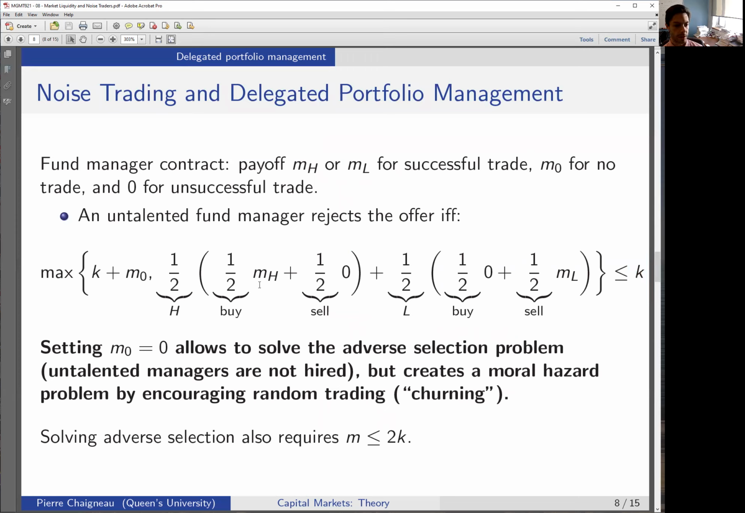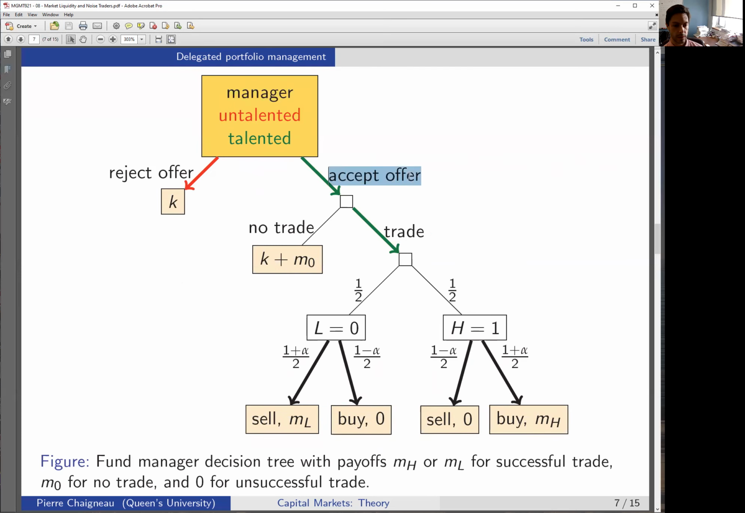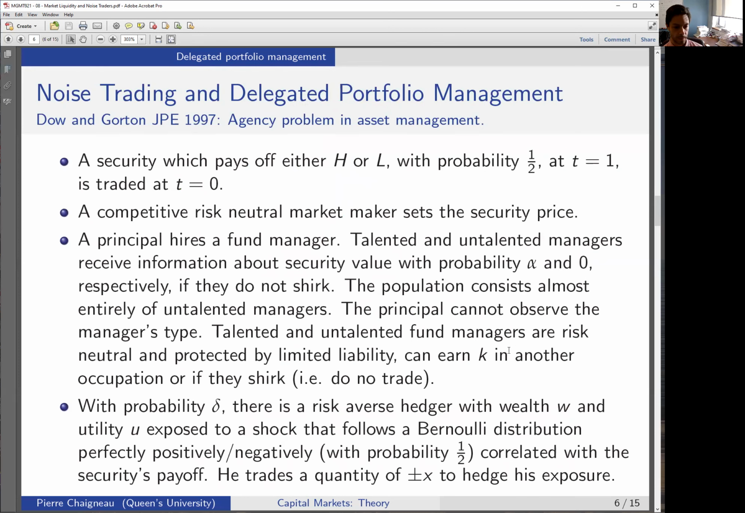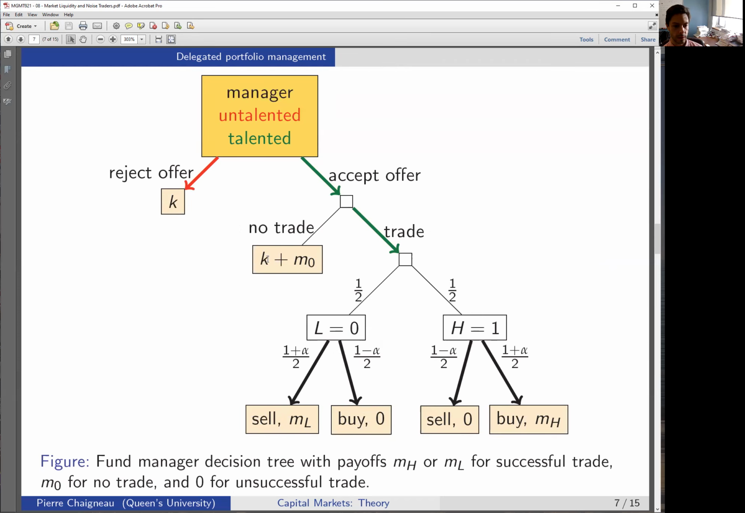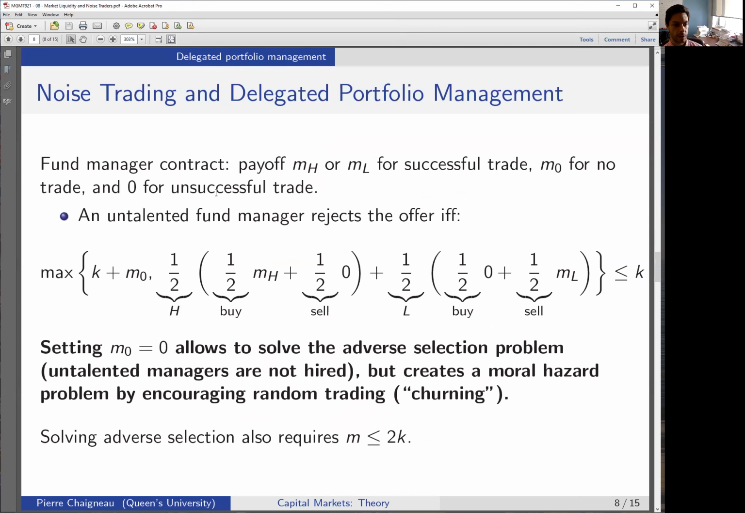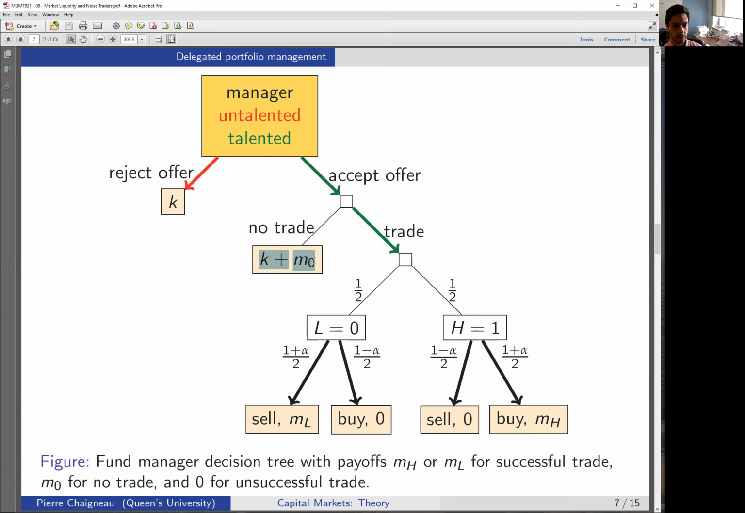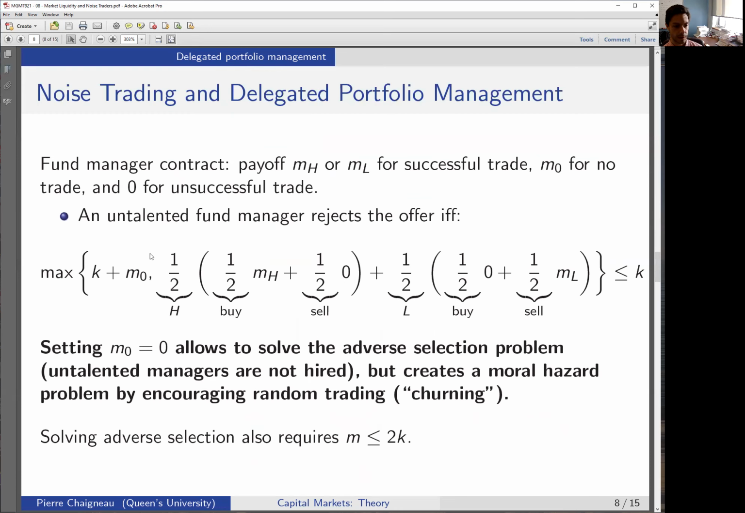Now, what happens if the manager accepts the offer? Well, let's get back to this figure. If the manager accepts the offer, he can do two things. Either he will not trade. If the manager does not trade, remember they earn K if they do not trade. So that's the K you get here, plus there's the payment M0 for no trade. So if the manager does not trade, you get this, which is what you have here.